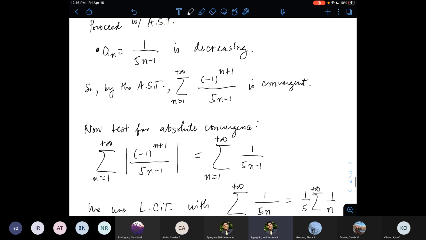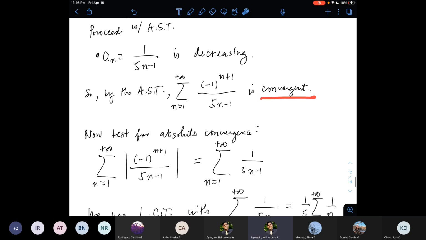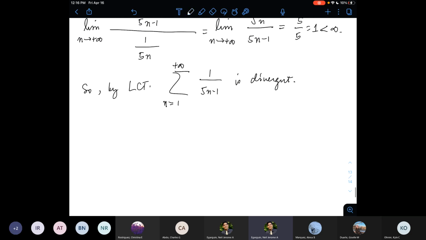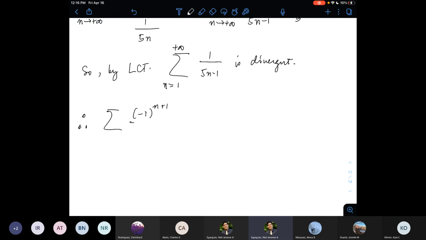So let's recap. What do we have? The alternating series was found out to be convergent. The absolute series is divergent. So our conclusion: the given series, what's the exponent? n plus 1 over 5n minus 1 is conditionally convergent. Again, because the given series on itself is convergent, but once we put everything in absolute values, then it will diverge. So that's why it is conditionally convergent.